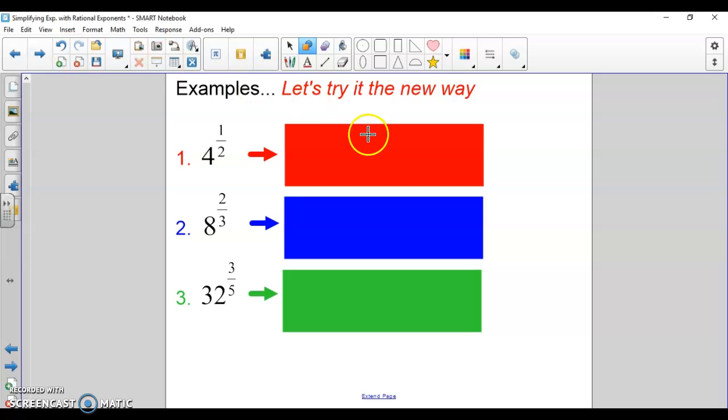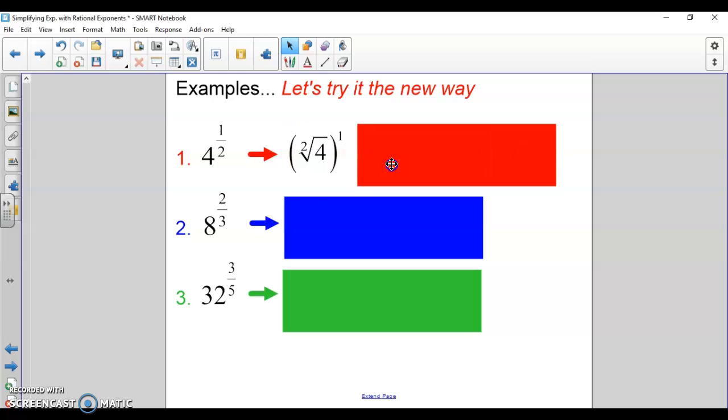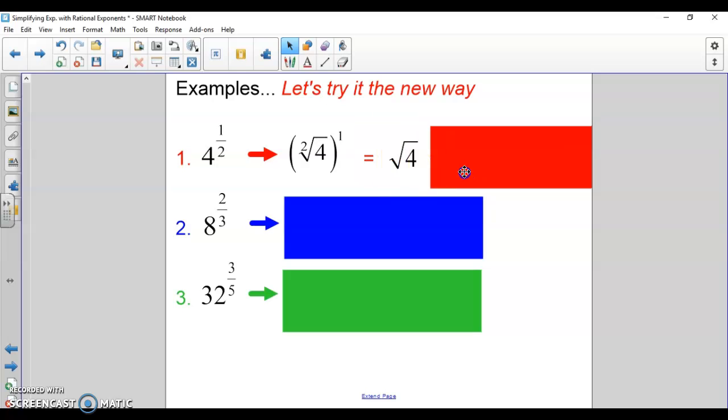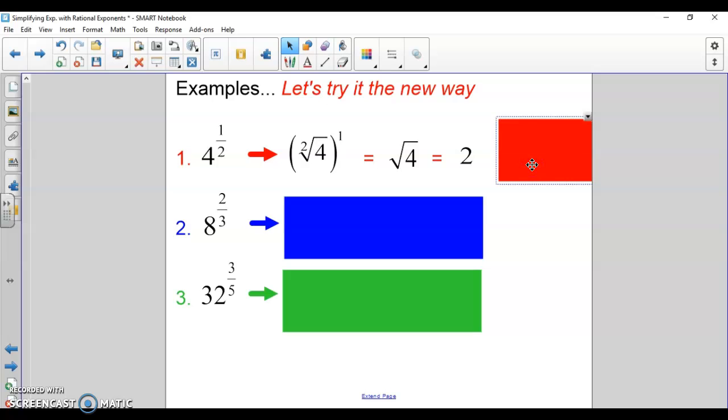Now, a couple of examples using the new way. So 4 to the 1/2, we rewrite it, square root of 4, and then all to the first. I don't need to see the 2 written there or the 1 written there. That doesn't really mean much to me. I'm just writing it for notes purposes. So usually we see it like that, so the square root of 4, which would be 2.